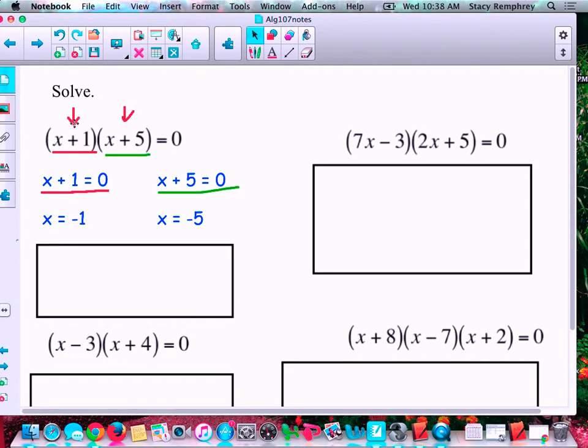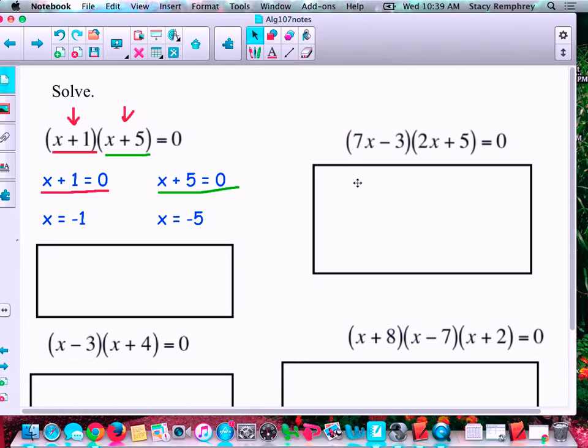You get -1 and -5. So if I plug in -1, I get 0 here. Plug in -1 over here, I get 4. 0 times 4 is 0. That works. And again, if I plug -5 in, I'll get 0 here. I won't get 0 over here, but that's okay. 0 times anything is 0.